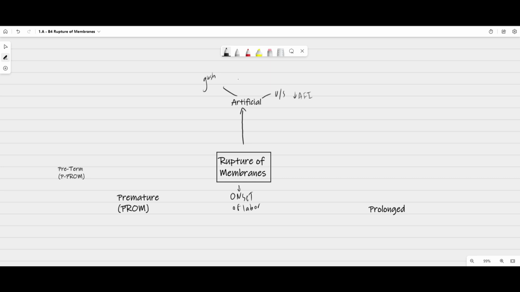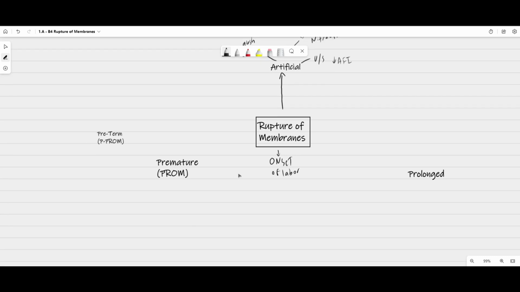If you were to have this pooling of fluid and you wanted to know, is it actually amniotic fluid? Is it something else? We could run a little test on it and it would come back positive for what's called ferning, and it would be positive for this other one, nitrazine. So if we had to determine if it was really amniotic fluid or not, we'd run that test on it to see. So that is the regular way it goes.